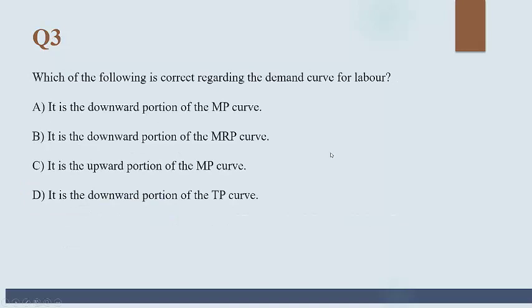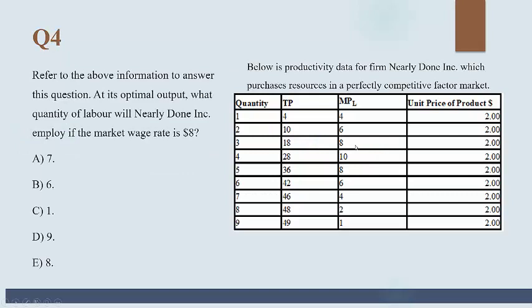Okay, next question. Which of the following is correct regarding the demand for labor curve? Hit pause. Okay, so the correct answer here is B. It's the downward portion of the marginal revenue product curve. We don't want to include the upward sloping portion, which would occur if you have increasing marginal returns to labor at first and then diminishing returns kicks in later. If diminishing returns is always happening, then you'll always just have a downward sloping portion.